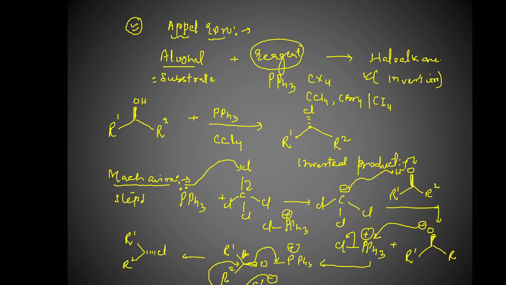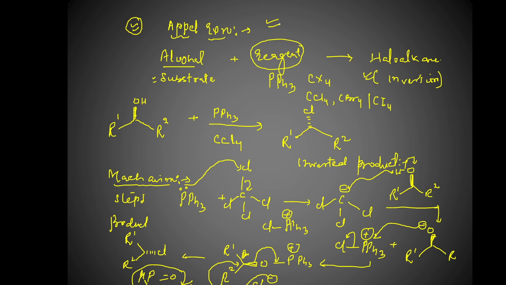Now why does this chlorine come below the plane? Because it's an SN2 reaction. In an SN2 reaction, this side is already blocked. So this is not a very good leaving group. That's why a carbocation will not be formed. So Cl minus attacks below the plane and this compound is lost over here. What is lost? PPh3 double bond O. Formation of this P double bond O is the driving force of this reaction. So this is the product of the reaction. It's an inverted product. This whole thing is the flow chart of the Appel reaction.